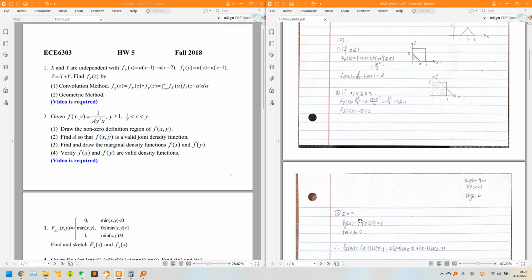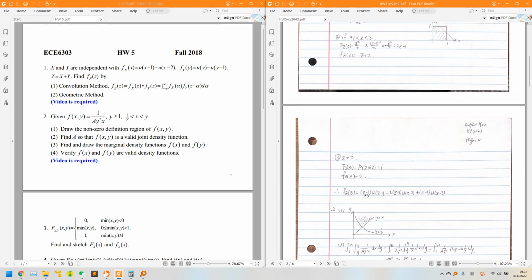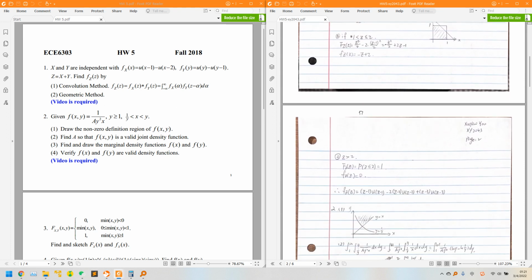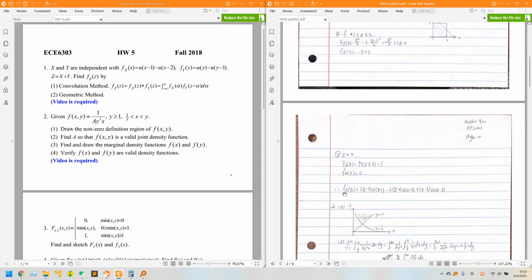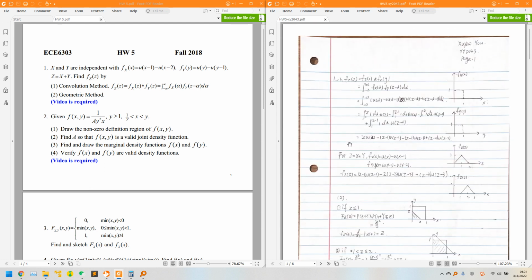And for the third case, if z is greater than 2, we can imagine the graph easily that all the square area will be shadowed, so the FZ will be 1 and the density function will be 0. So to sum up, the final result of these 3 cases above will be this one, which is the same as the convolution method.